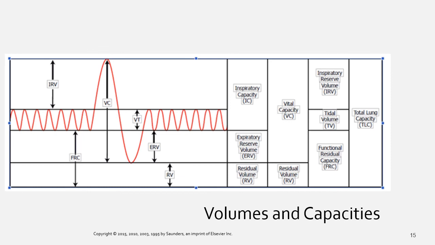Volumes and capacities. A volume, if you remember, is a single value. A capacity is 2 or more values. You can see inspiratory reserve volume, tidal volume, and residual volume are all a single value.